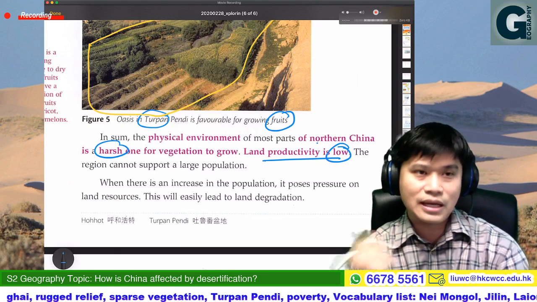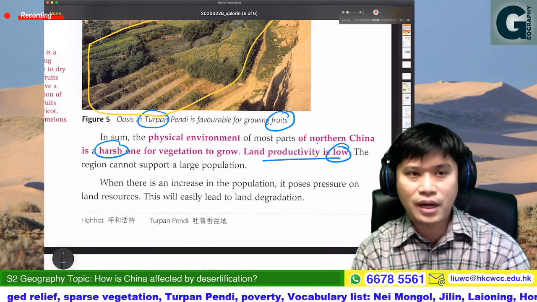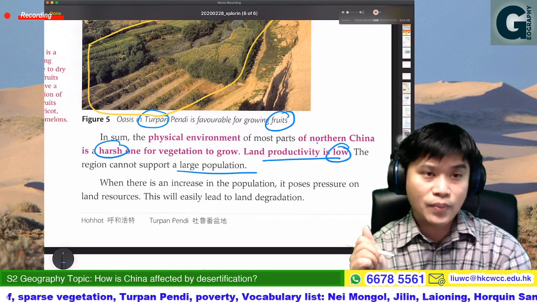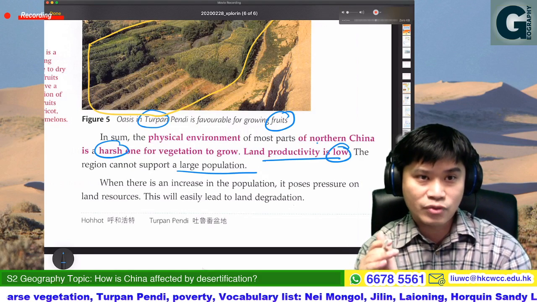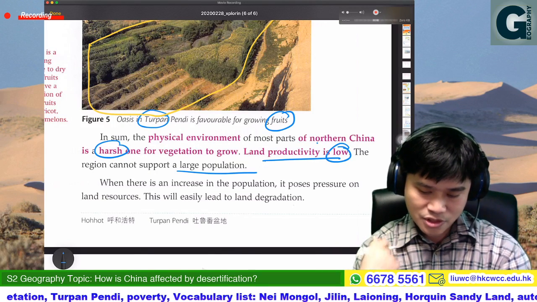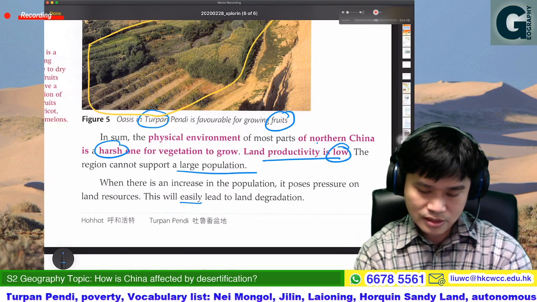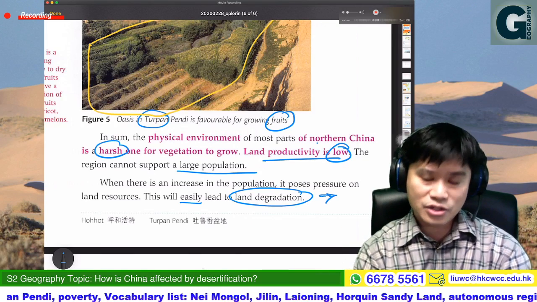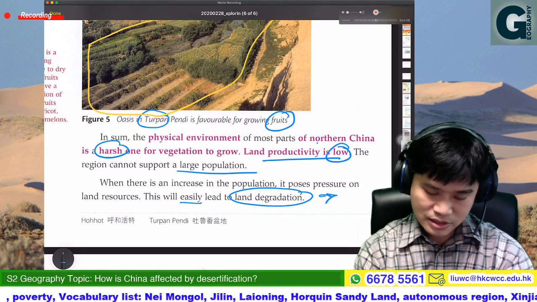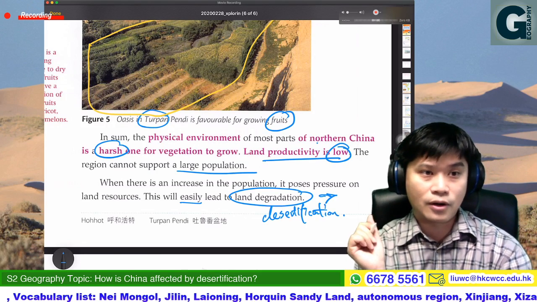So that's why not many people would like to settle in the northwestern part of China. Therefore, in this region, the size of population is relatively low. However, when there's an increase in population, it poses pressure on the land resources. This will easily lead to land degradation. Then, as we have mentioned before, if land degradation continued, desertification may occur as well.